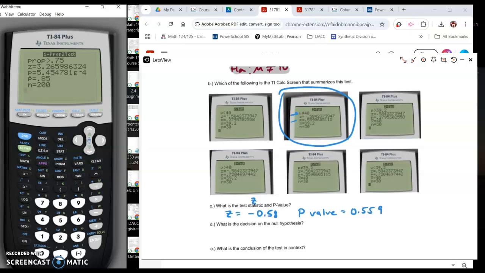Now, to reject the null, that p-value has to be less than 1%. That's 55%. This is 55.9%. That's definitely not smaller than 1%. So we would fail to reject since the p-value is greater than 1%. And again, it's just 1% because this problem said 1%. If it doesn't tell you, just use 5.